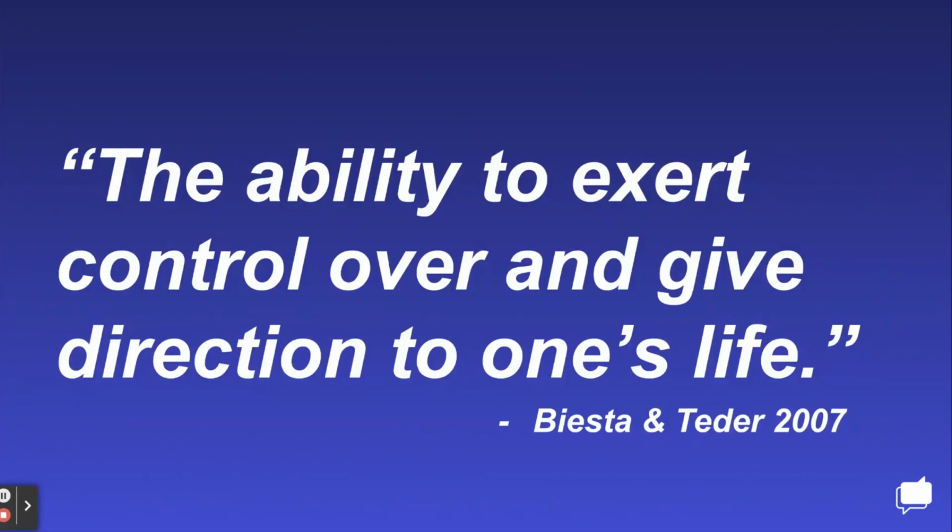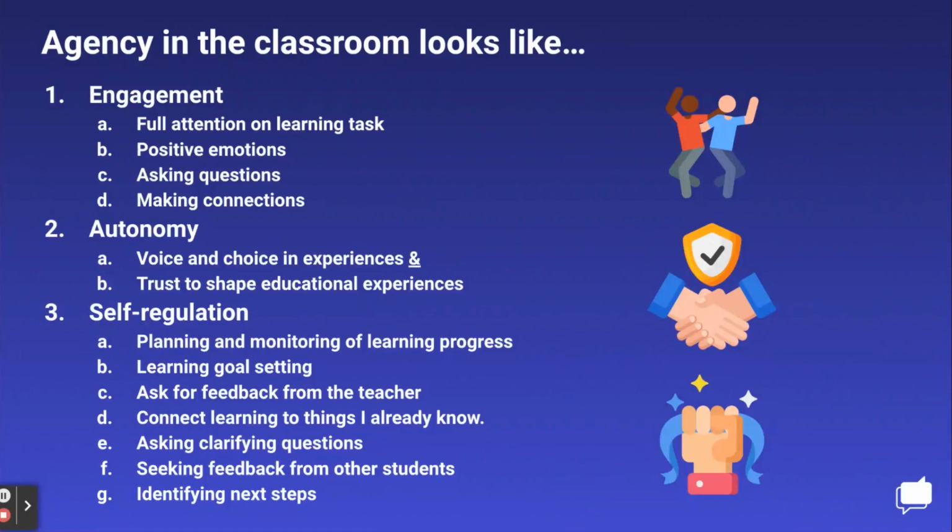And so, what does that look like in the classroom? Well, it looks like a lot of things. The core categories here are engagement, autonomy, and self-regulation.